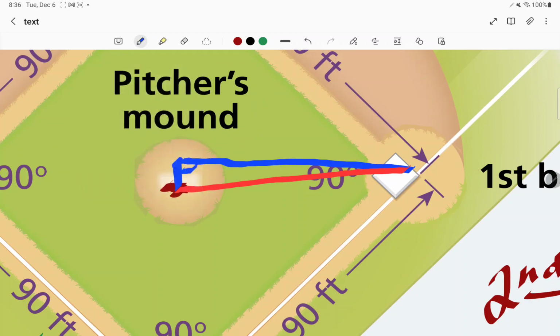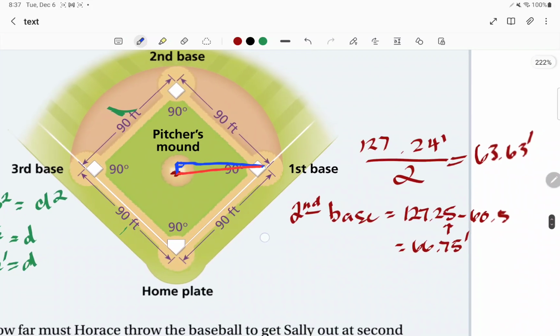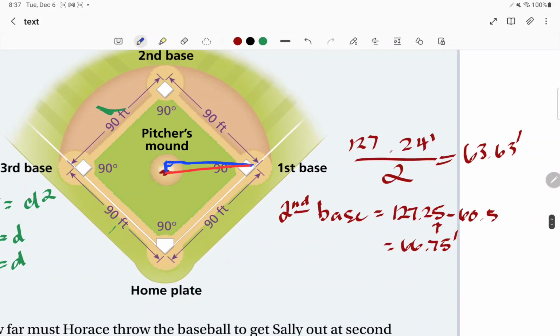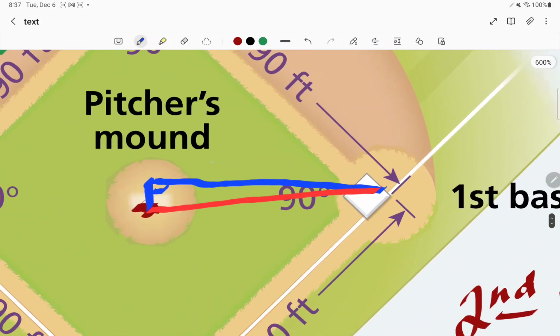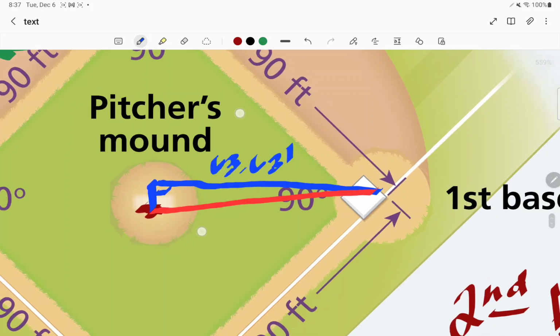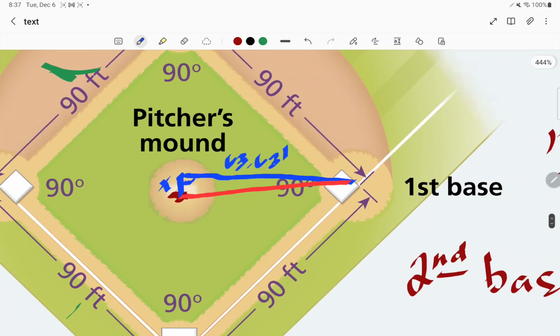Now, here, we know a couple of these distances. We know what the distance from halfway to first base is going to be. We've already figured that out, and that was over here. That was 63.63. So this distance is going to be 63.63 feet.